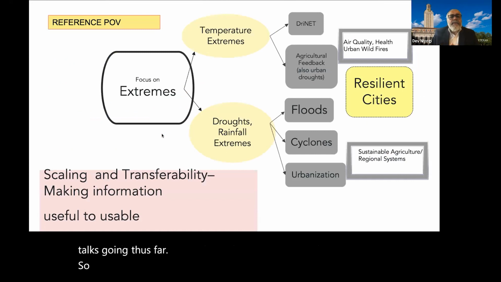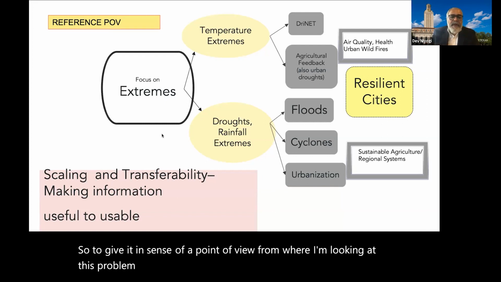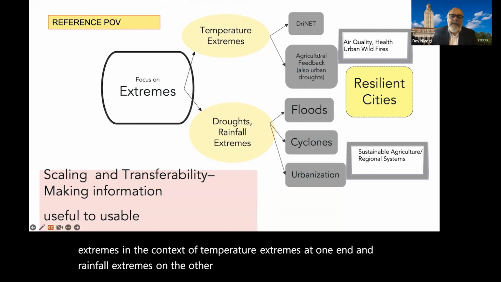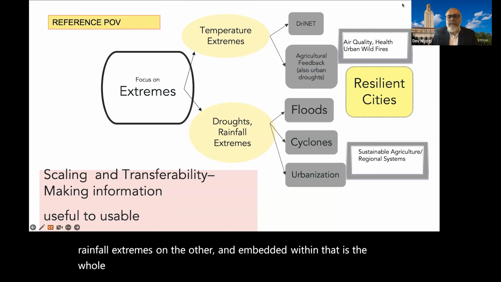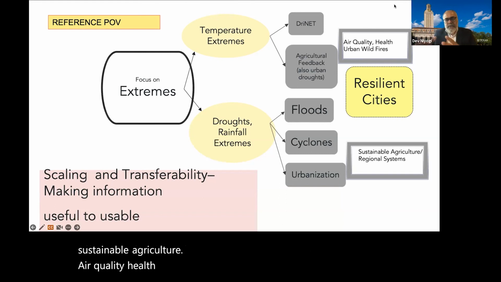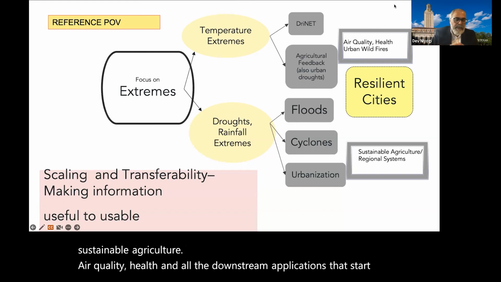To give you a sense of the point of view from where I'm looking at this problem, I look at the problems of climate extremes: temperature extremes at one end and rainfall extremes on the other. Embedded within that are issues related to floods, cyclones, hurricanes, urbanization, creation of resilient cities, sustainable agriculture, air quality, health, and all the downstream applications that start emerging with it.